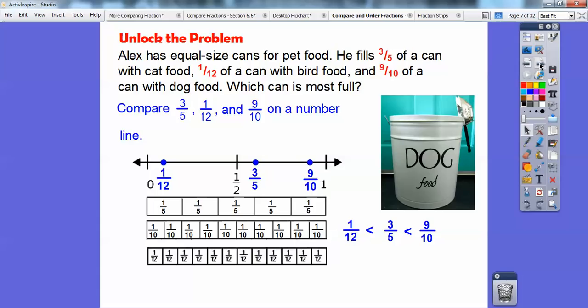So definitely, you guys, 1/12 is to the left, and the one that's to the left on a number line is your smallest number. The leftmost number is your smallest. Then as you go to the right, it gets greater. So 1/12 is less than 3/5 is less than 9/10. Okay, so let's answer the question. Which can is most full? The one with 9/10. So the one with 9/10 would have been the dog food. So the dog food had the most food in it.